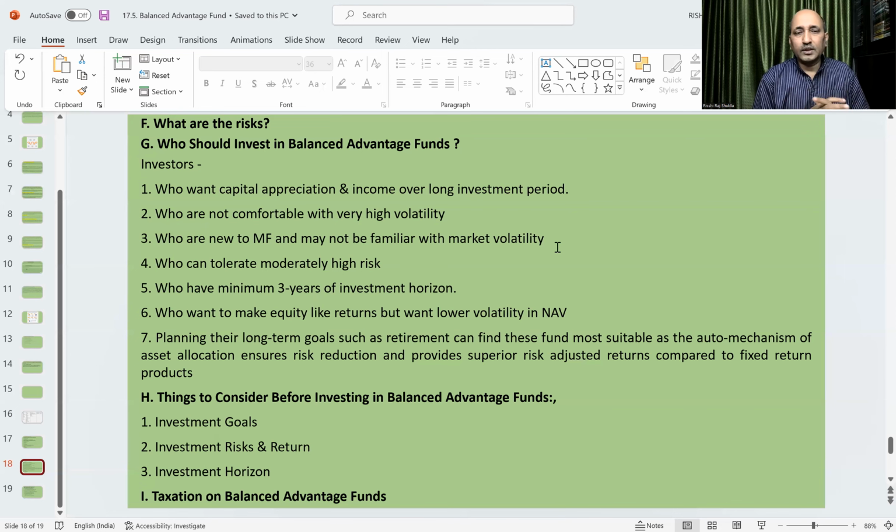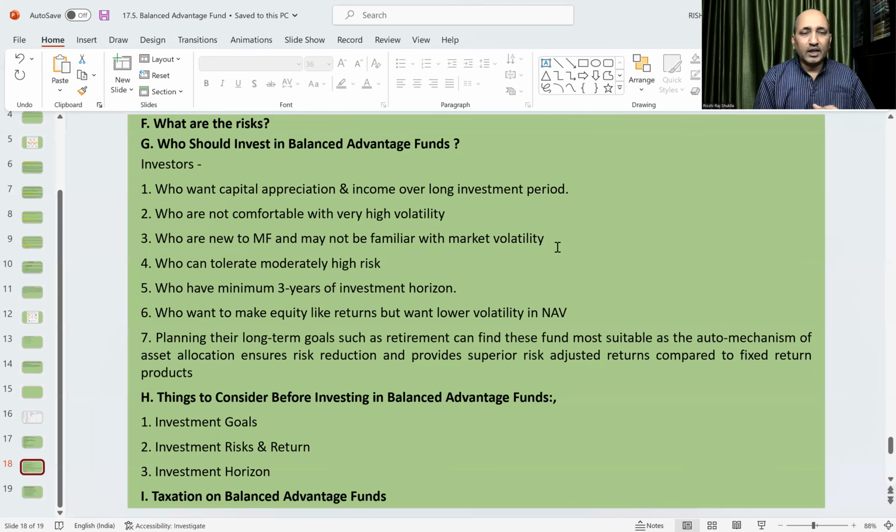Investors who have a minimum of 3 years of investment horizon, they can have up to 5 years. 3 to 5 years is the ideal condition for a balanced advantage fund. If more, better. Investors who want equity-like returns but want lower volatility in NAV, of course, should also invest in balanced advantage fund, because this dynamic allocation and up to 80% allocation in equity or equity-like arbitrage provide equity-like returns. And of course, stability is provided through debt allocation here.